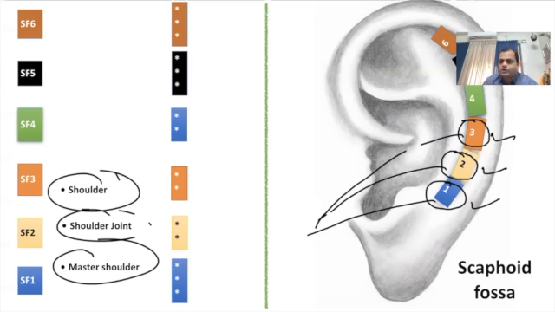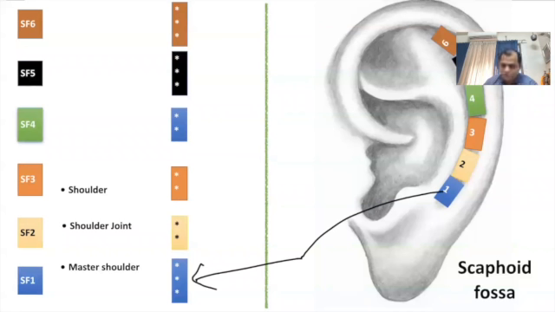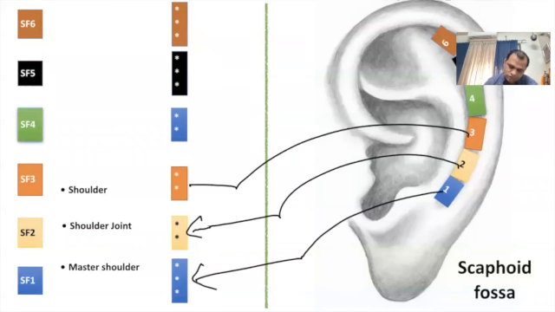So point number 1 is called master shoulder. Point number 1 को कहते हैं हम master shoulder. Point number 2 को हम कहते हैं shoulder joint और point number 3 को हम कहते हैं Chinese shoulder. अब वो चाइनीज हो या यूरोपियन हो, काम तो शोल्डर पर ही करेगा। So these 3 points are called shoulder points. So what is the meaning of master shoulder?